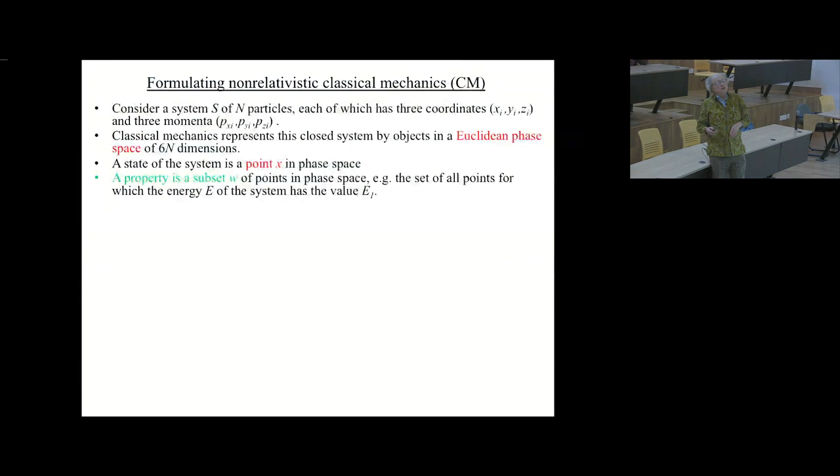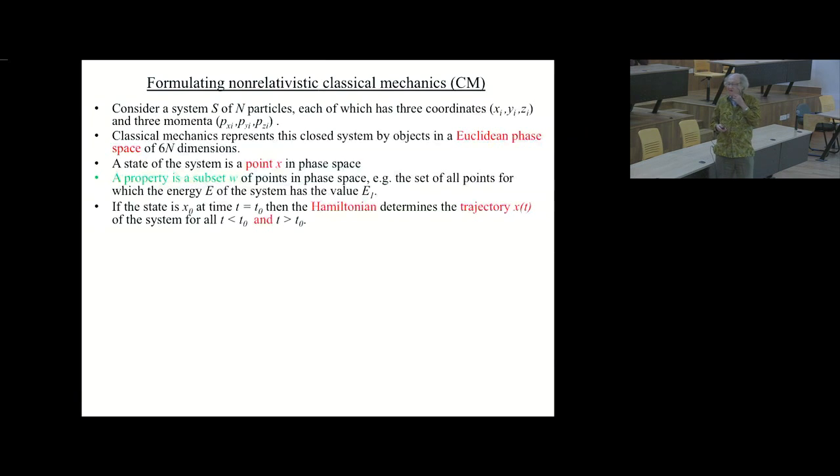For instance, the set of all points for which the energy E of the system has the value E1, or more generally has a value between E1 and E1 plus delta. It doesn't have to be a precise value. That's a property. And then we know that if the state of the system at time t naught is x naught, then the Hamiltonian determines the trajectory of the system for all times, before t naught and after.